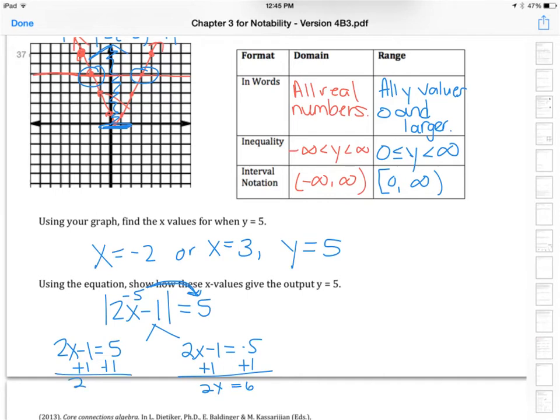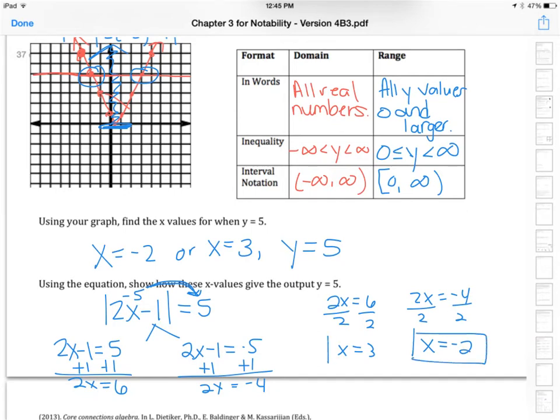So we see that 2x, oops, this one was my negative one, so 2x could equal 6 in the positive case, or negative 4 in the negative case. So let me bring these over so I have some space. So x equals 3, or x equals -2. Just as I found on my graph.